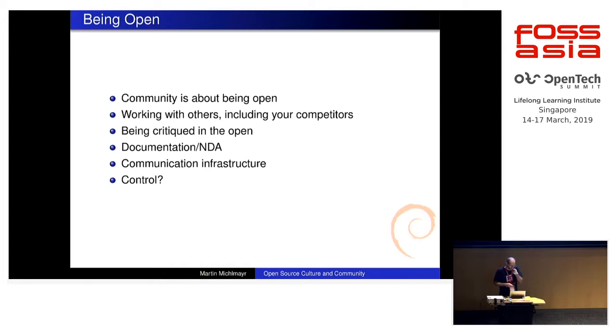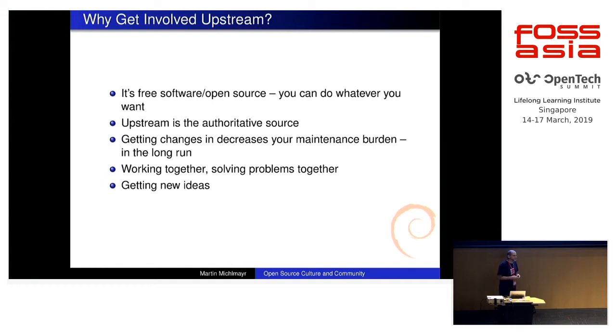So one of the questions is, why should you get involved in open source in the first place? Because open source means you can do anything. You can take the software and modify it internally in your corporate environment. There is no requirement to give it back. But there are a lot of benefits in doing so, because at the end of the day, upstream is the project where you get the software from, the authoritative source.